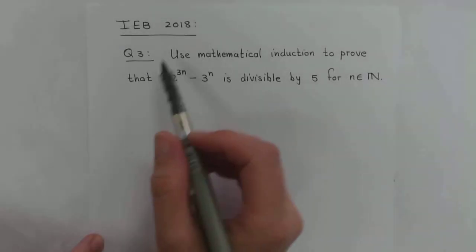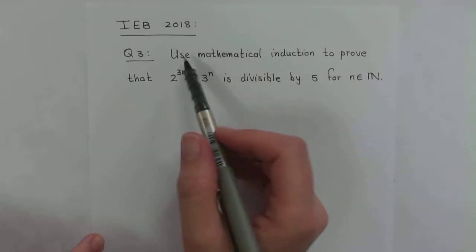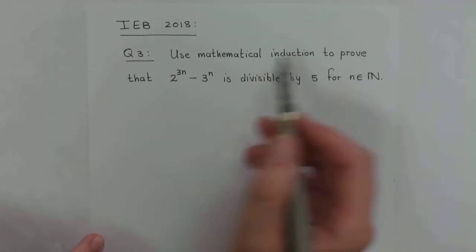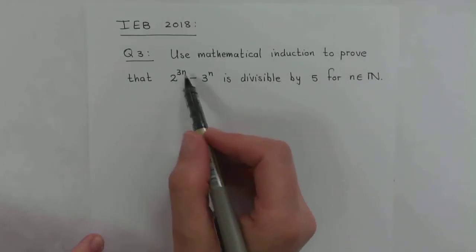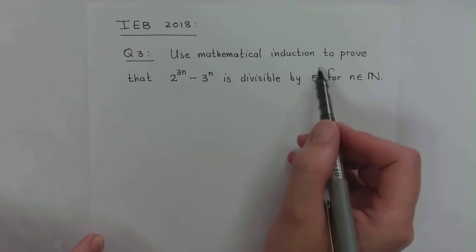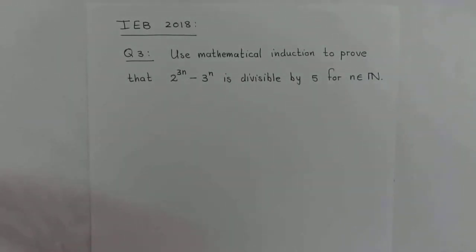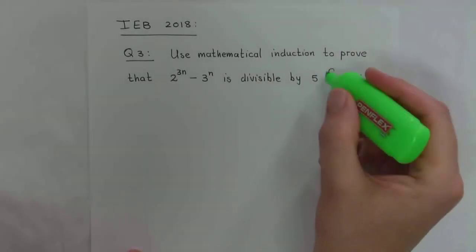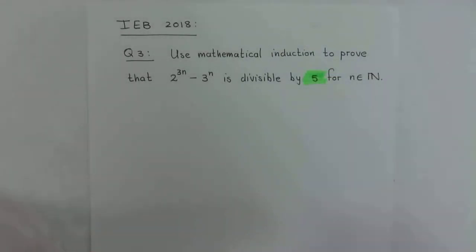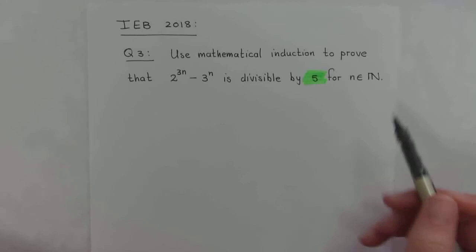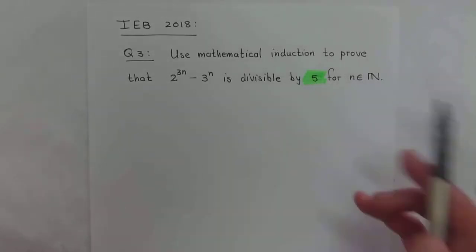So question 3, and this was in the IB 2018 paper: use mathematical induction to prove that this expression, 2 to the power of 3n minus 3 to the power of n, is divisible by 5. So please remember, in this one, we need to get all of those common factors equal to 5, because we're not trying to prove divisibility by 4 like we did in the previous one. We're trying to prove divisibility by 5.